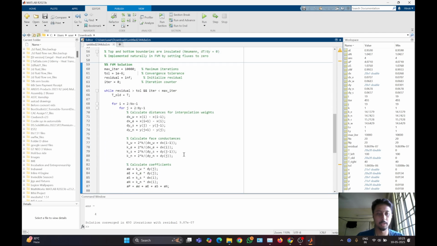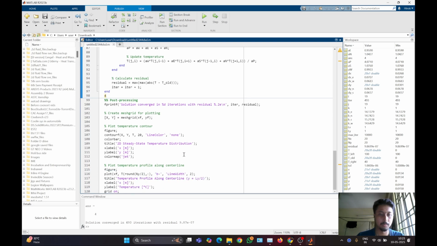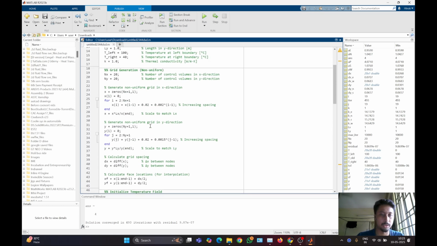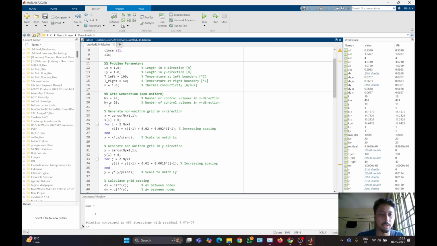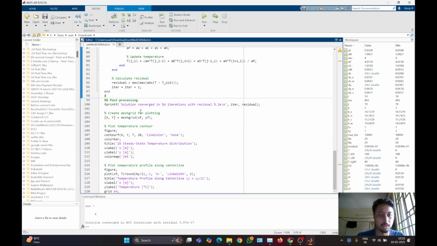After the FVM solution, we move on to post-processing. Here we are going to show our solution as a heat map, a color map, as well as with a graph. First we need to create the grid points for plotting, which is our x and y mesh grid, made of the x points and y points. In the x direction we had 20 grid points and in the y direction 20, basically 400 grid points.